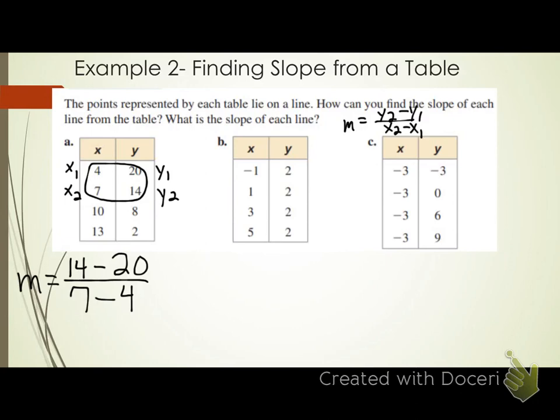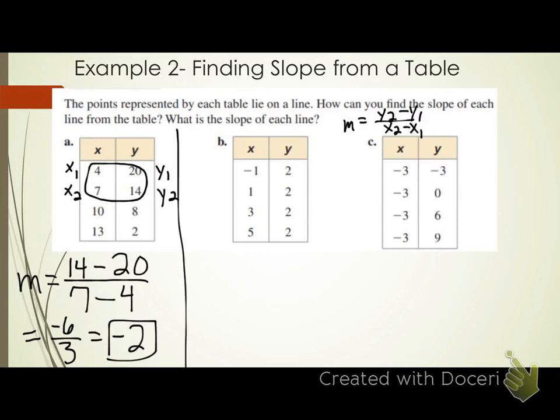Now I just simplify the numerator, simplify the denominator, and then simplify my fraction as a whole if I'm able to. So what's 14 minus 20? Negative 6. 7 minus 4? 3. Can negative 6 over 3 be reduced? Yes. To what? Negative 2. So my slope on letter A is negative 2. Any questions how I got that? It does not matter which two ordered pairs I use. I'll get negative 2 every time on letter A, as long as I plug in correctly.